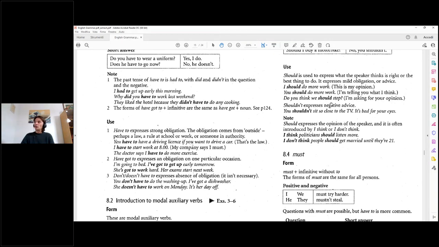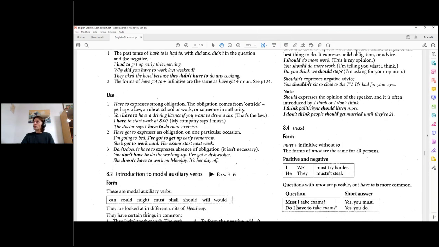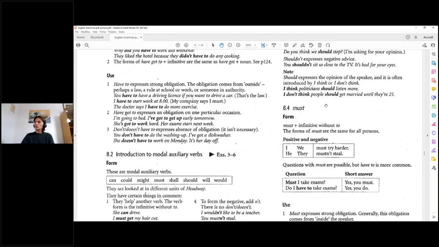Do you think we should stop? Pensi che dovremmo fermarci? Do you think we should stop? In a little bit, in about 2 minutes. Quindi should expresses the opinion of the speaker, ok? Dovere.